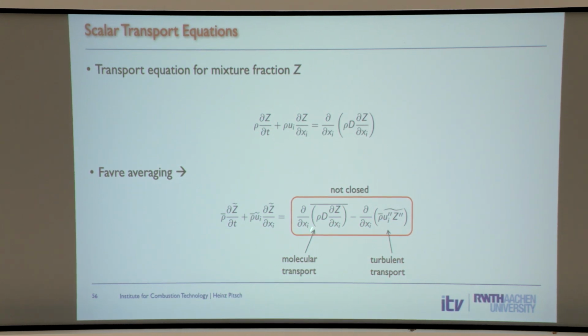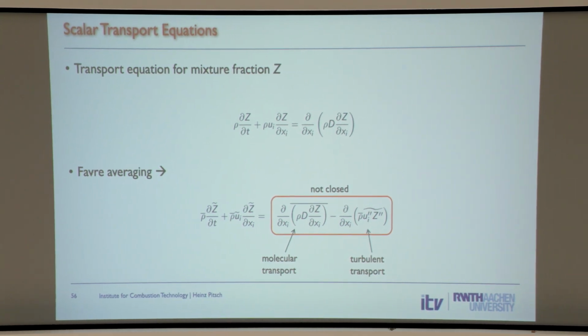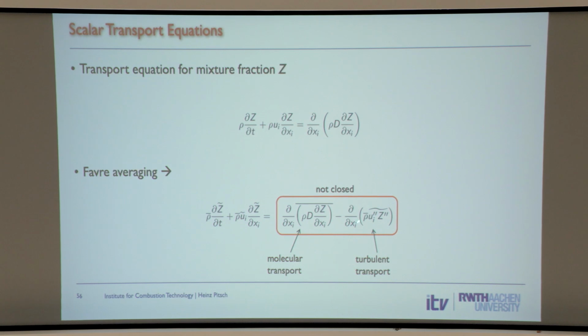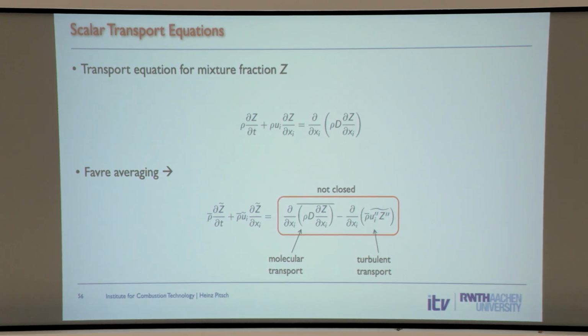And then we have two unclosed terms here. One is a molecular term. We typically neglect this. And then we have here what we call the scalar flux term. That's the turbulent transport. That's the same as the Reynolds stress term in the momentum equation.